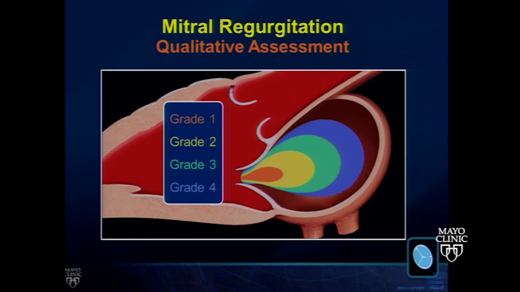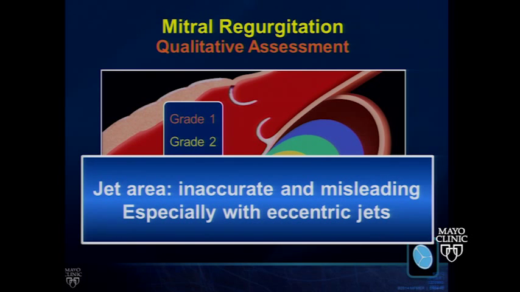Now, the final thing you want to know is how much is there? And in the past, everybody's looked at the color jet, you know, how much color goes back into the left atrium from the left ventricle, and they would grade it 1, 2, 3, 4. But remember that the jet area is inaccurate and misleading, because you can have very small, thin, eccentric jets that have severe mitral regurgitation. You can have very large central jets and annular dilatation flooding the whole left atrium, which can only be mild mitral regurgitation.